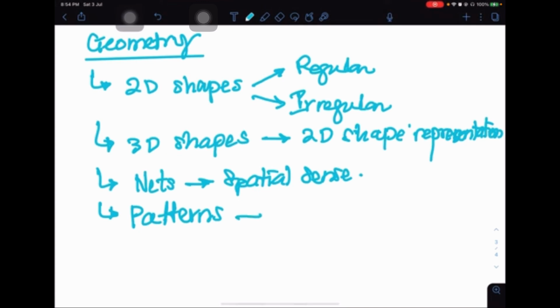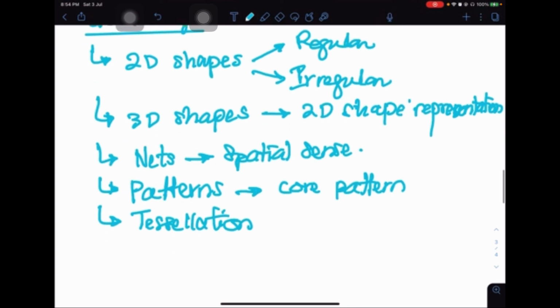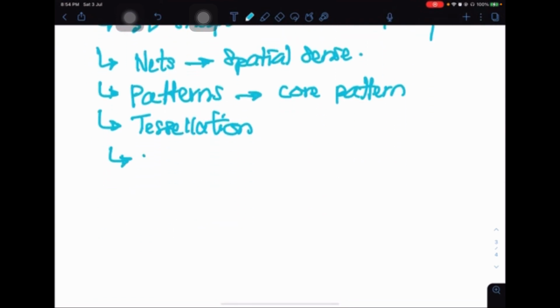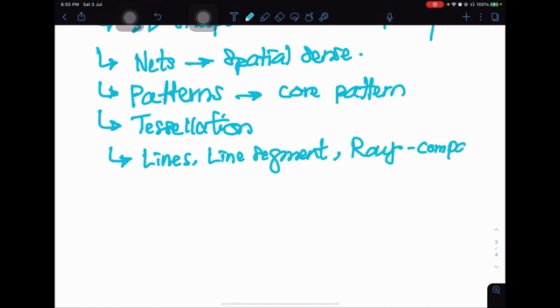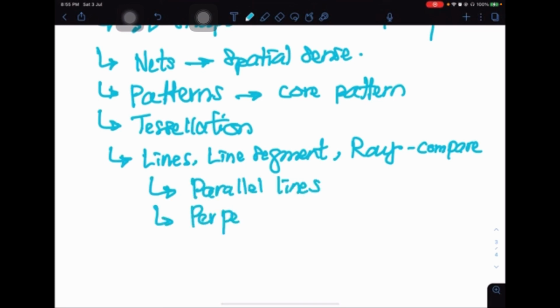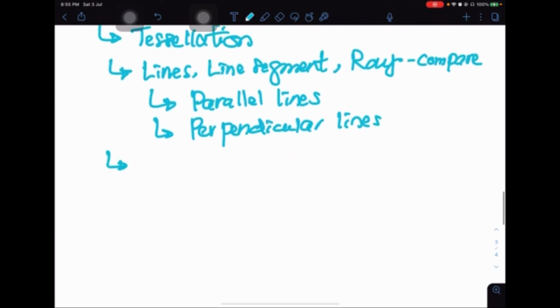Next, we look at patterns. Under patterns, we go for the core pattern because that's the main one, and then we have tessellations. We identified the core pattern, and then tessellation, and how to name the tessellation. Apart from that, we looked at lines, line segments, and rays, and we compared these three. We also looked at parallel lines and perpendicular lines.